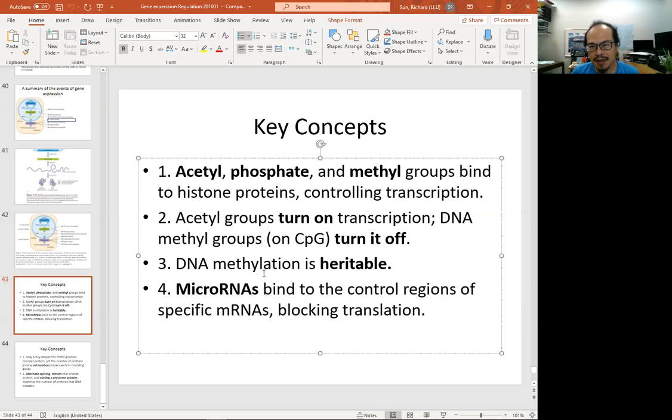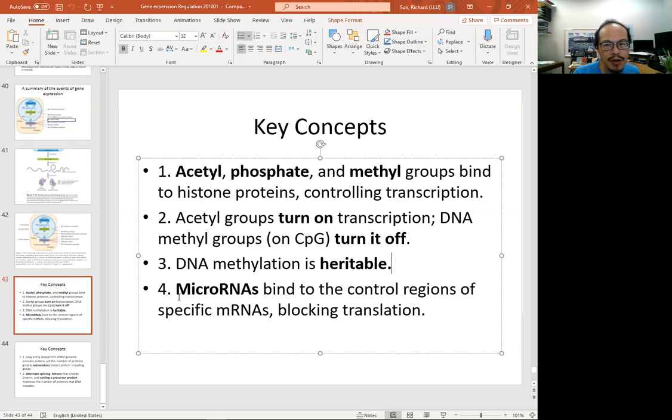DNA methylation is heritable. We know that it can carry from cell through mitosis to the daughter cells, and there is also the possibility that the methylation pattern from the parents can carry over to their offspring. Although the mechanism is still not fully understood, we do have that kind of observation.